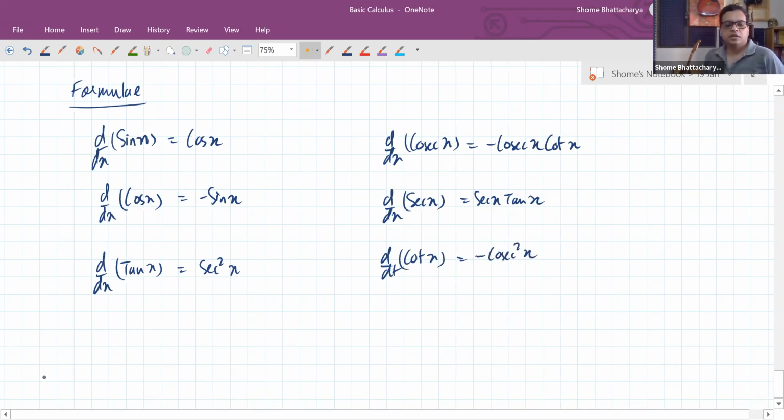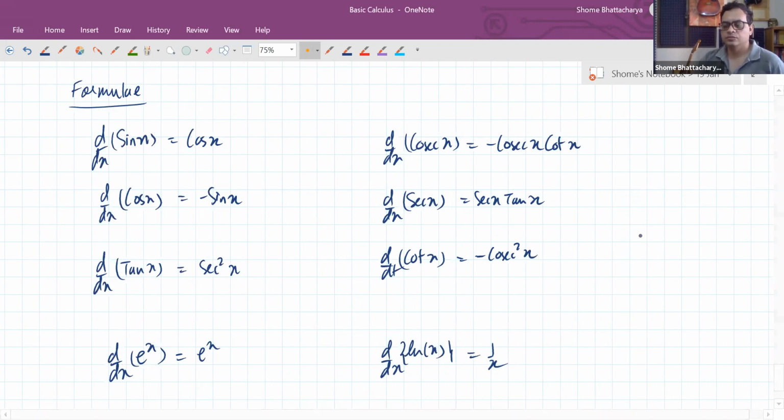Okay. And finally, a couple of additional formulae. The derivative of the exponential function is itself, and the derivative of the natural log function, or log to the base e, is given by 1 by x. So this is the complete set of formulae along with the algebraic formula that we discussed earlier of x to the power n. So just take a moment to go through these formulae. I'm sure all of you are aware of these.